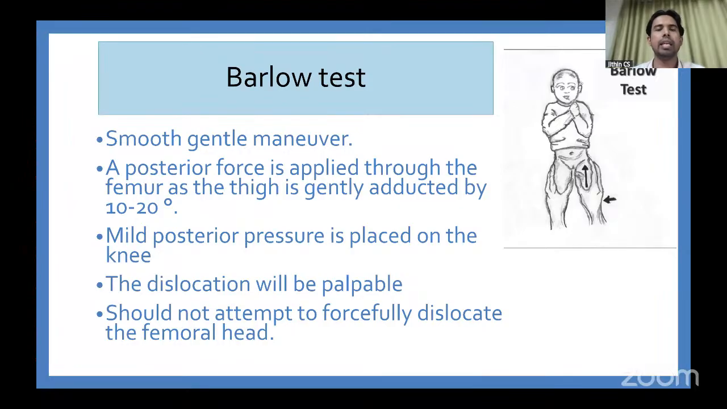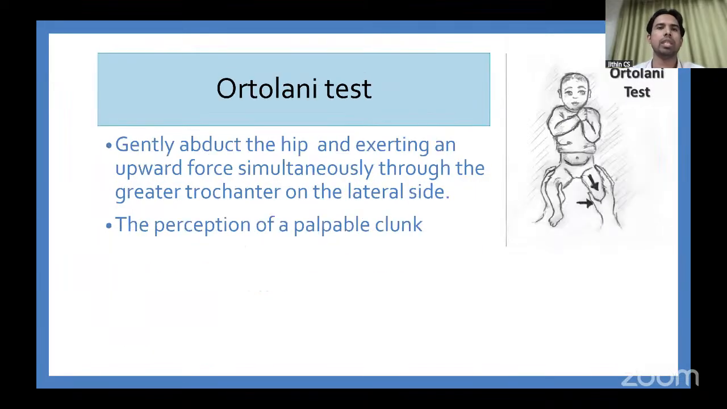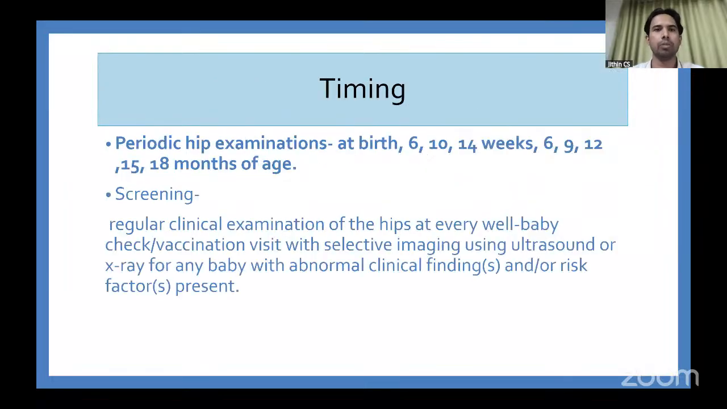In the Barlow test, we apply a posterior force while the thigh is gently abducted. If we feel a dislocation, then that is a positive Barlow test. Ortolani is just the opposite. We are relocating, so we abduct the hip, simultaneously applying an upward force. If we perceive a palpable clunk, then that is Ortolani positive.